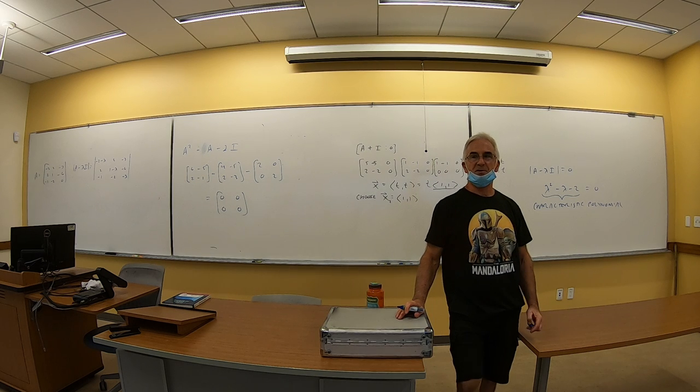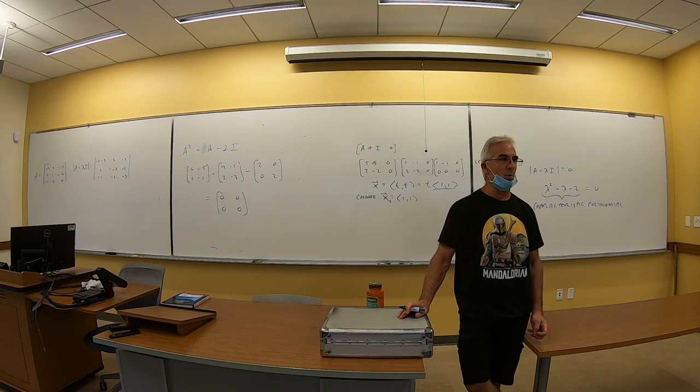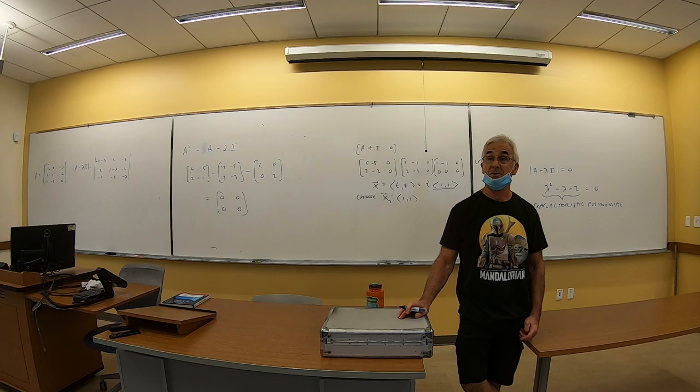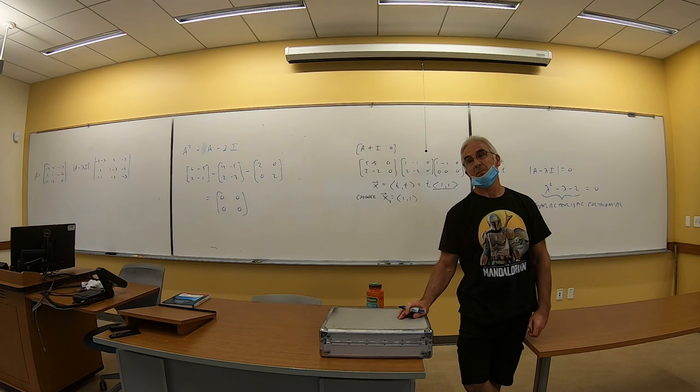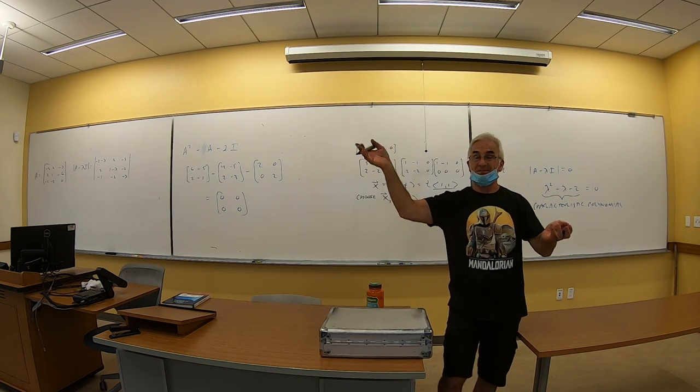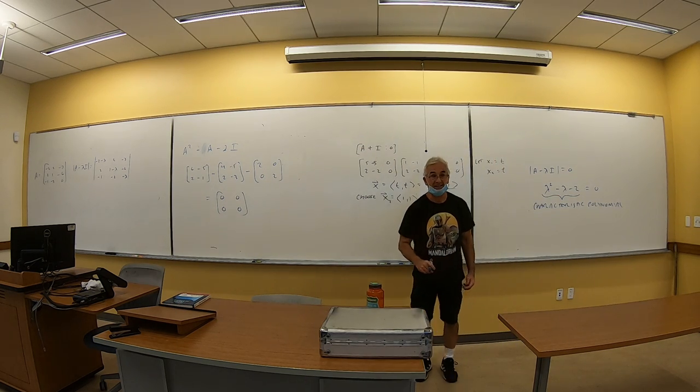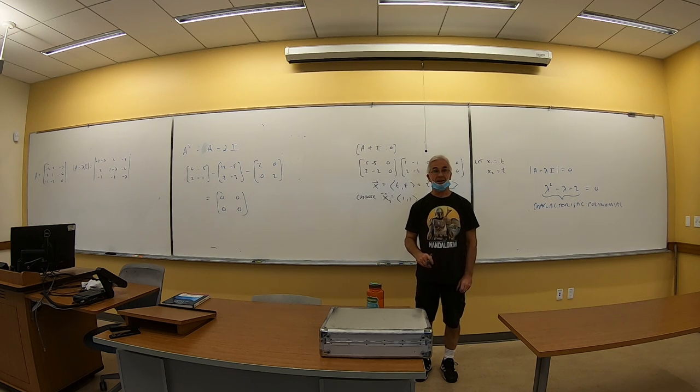The clever amongst you would say, can I do any row or column operations to make my life easier? What do you think? No. Why not? Because you have lambda. Every row or column operation you do to make one simpler makes something else more complicated because you got lambdas. That's exactly right. Unfortunately, you got to do it the long way.